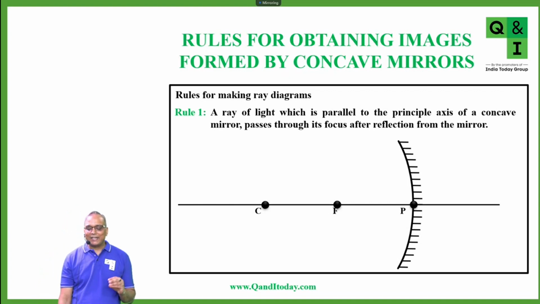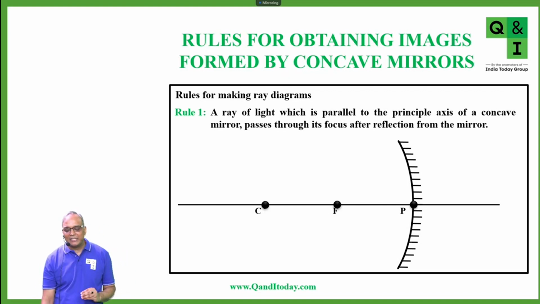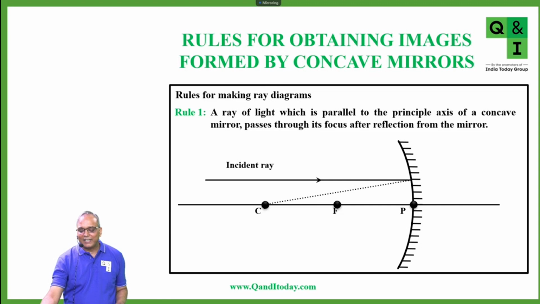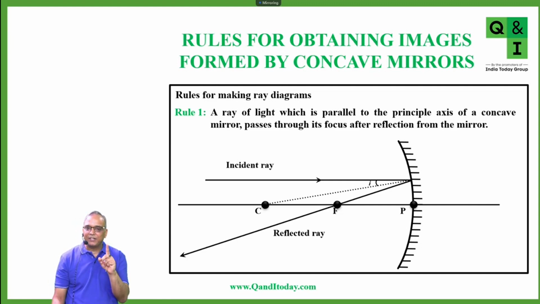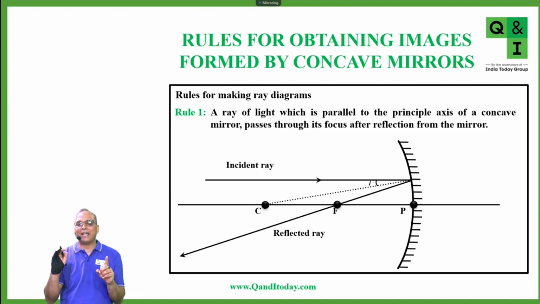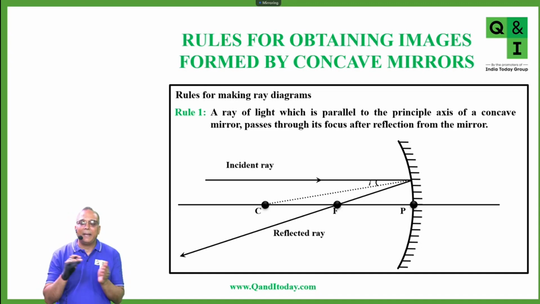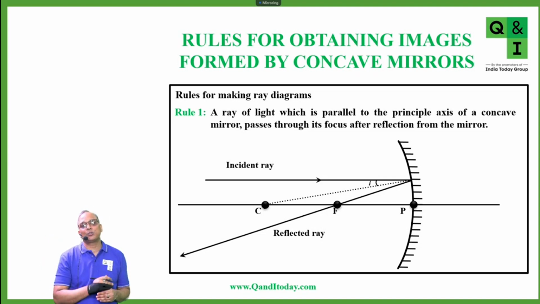First is, a ray of light which is parallel to the principal axis of a concave mirror passes through its focus after reflection from the mirror. If you see here, the incident light ray is parallel to the principal axis, right? Now, after reflection, the light ray will pass through the focus. This is the first rule. Whenever you have an incident light ray parallel to the principal axis, the reflected light ray will always pass through the focus.